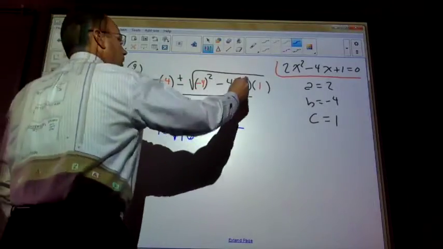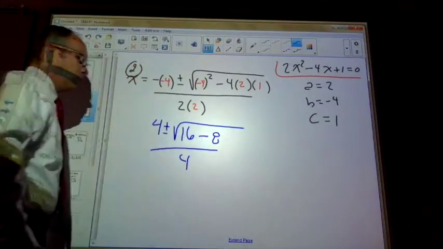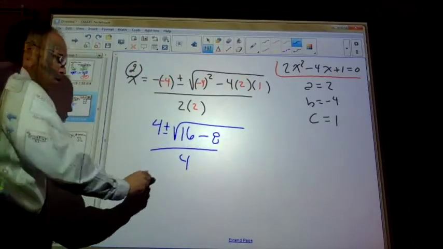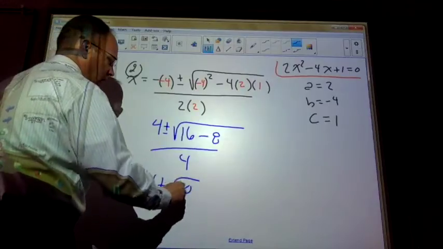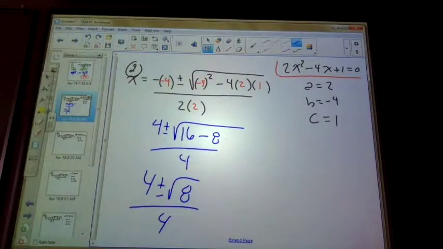Let's see. Negative 4 times 2 times 1 is going to give me negative 8 all over 4. That looks all right. So I get 4 plus or minus square root of 8 all over 4. If you got to that point, you have 2 out of the 4 points right on the problem. What will break down? 4.